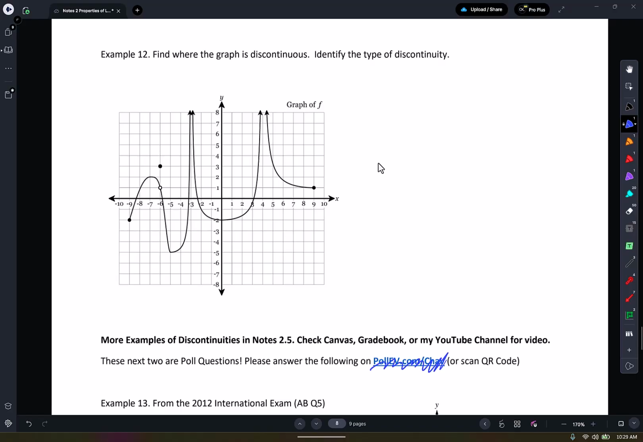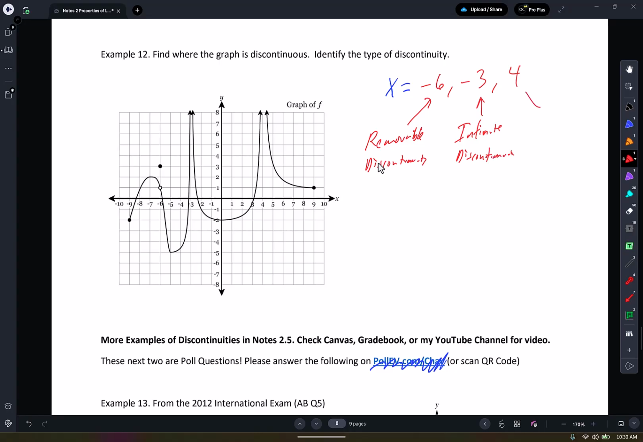All right. Find where the graph is discontinuous. Identify the type of discontinuity. So first, where am I discontinuous? -6, -3, 4, and it looks like, is that it? Okay, at -6, what do I have? Removable discontinuity. At -3, what do I have? Infinite discontinuity. Look at you guys. Infinite discontinuity.